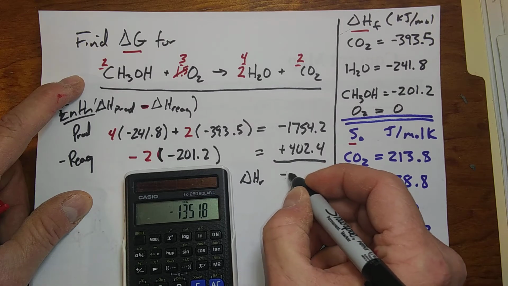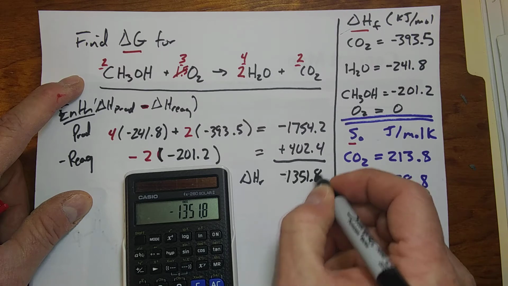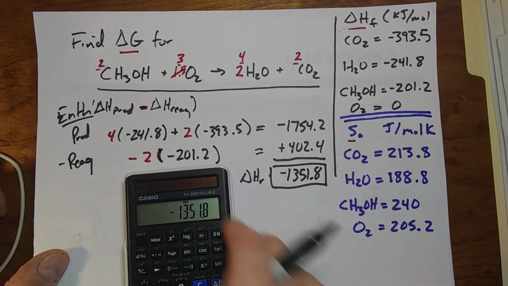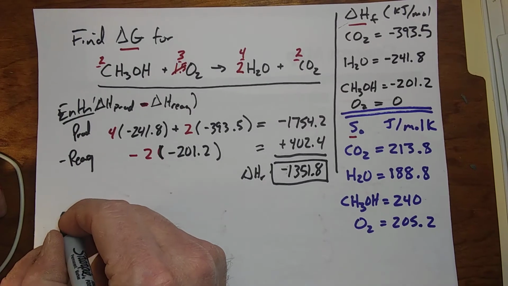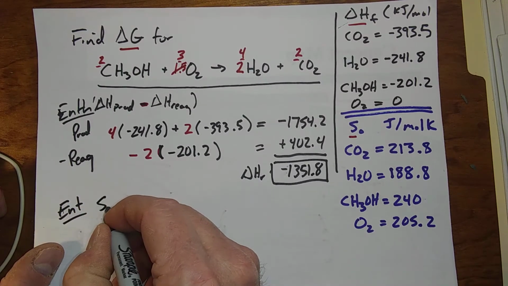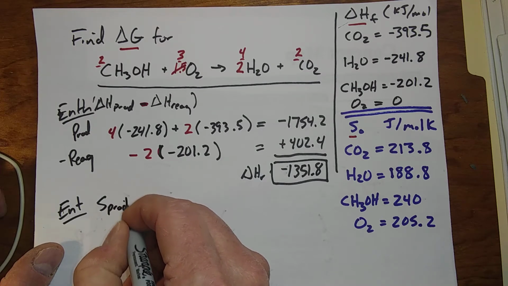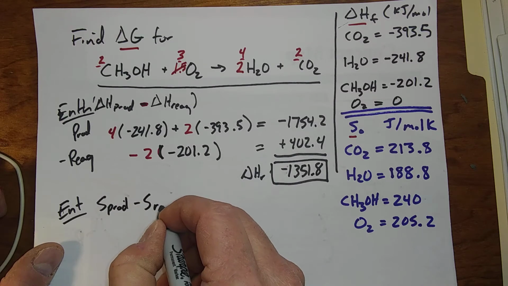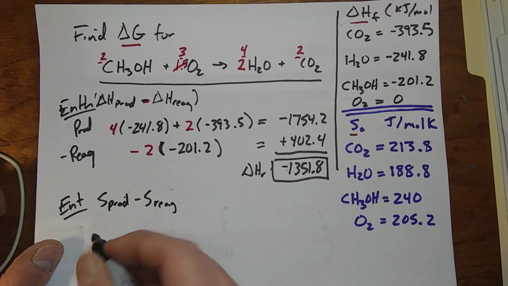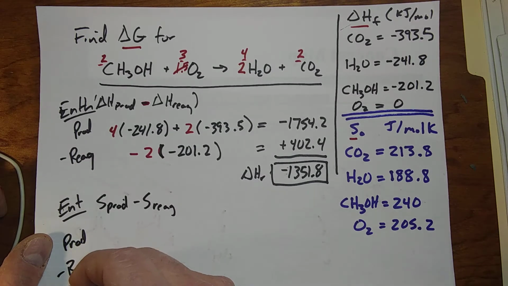So we get minus 1,351.8. That's kilojoules per mole. Now we're doing the same thing for our entropy. It's just going to be S of the products, no, delta S, we just say S, minus S of the reagents, but we need to remember to use those coefficients. So I'm going to set it up the same way, products first and then reagents.